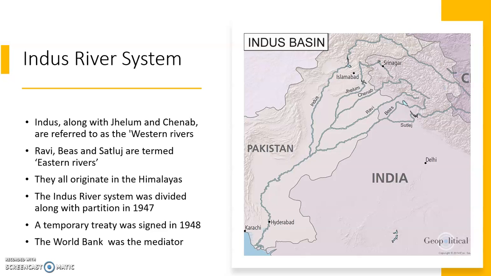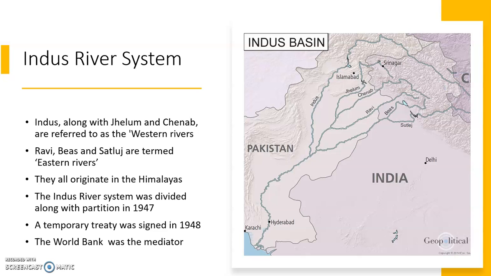And after Indus has received the waters of its five tributaries in Pakistan, it flows through Pakistan's provinces of Punjab and Sindh and falls into the Arabian Sea. When Britain granted independence to India in 1947, the partitioning of the subcontinent into two countries led to a split of the Indus River system.